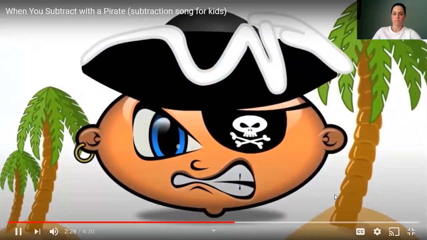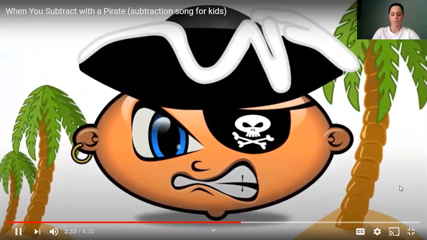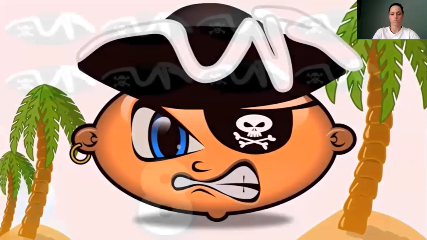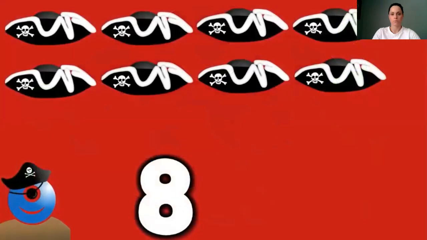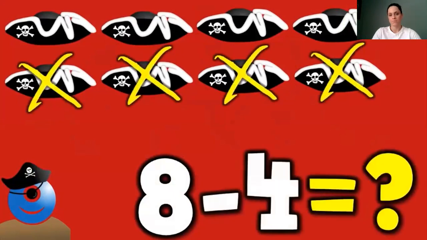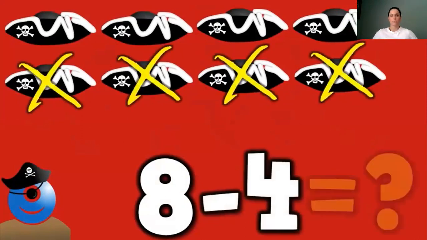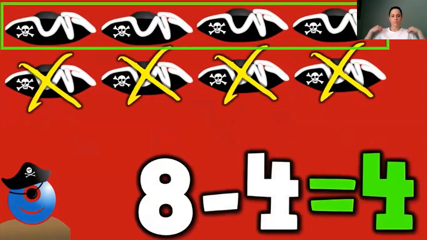Ahoy, my buccaneers! This time I'll show you how I subtract me pirate belongings. Once upon a time, I had 8 scary pirate hats. But drat, that sea-blowing wind blew away 4 of my hats. How many hats were left over? Think it over. 8 minus 4 equals 4. I had 4 hats left over.